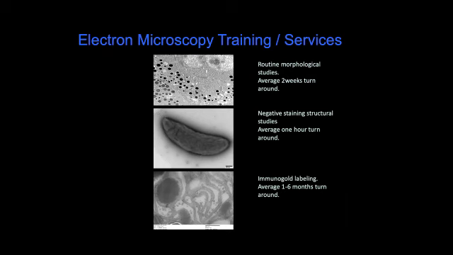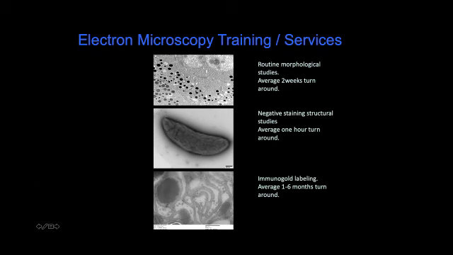So at CNS, we have electron microscopy training and services. The routine morphology studies, as I said, would take about a 2-week turnaround time. Negative staining studies are less than an hour turnaround time. Immunogold would be 1 to 6 months turnaround time. It involves a lot more interactions with the user. All users can be trained to do this work either completely themselves or in partnership with myself. Negative staining, users can be trained to do that very quickly.